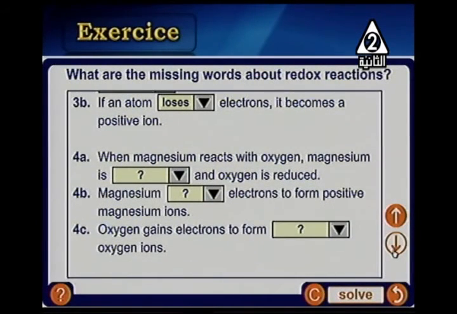After that, number 4, A, B, C. Here the magnesium reacts with oxygen. Is magnesium oxidized or reduced? It's oxidized. Why? Because oxygen is reduced. Does magnesium here gain or lose? It loses electrons to form magnesium ions. And after that, oxygen gains electrons to form what? To form negative oxygen ions. So this is a quick revision for the redox reaction in this case.